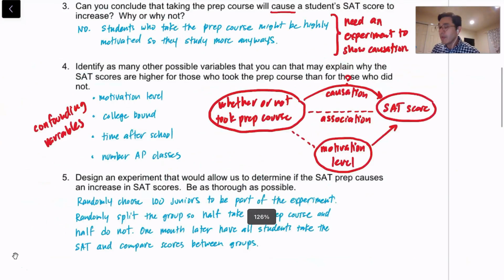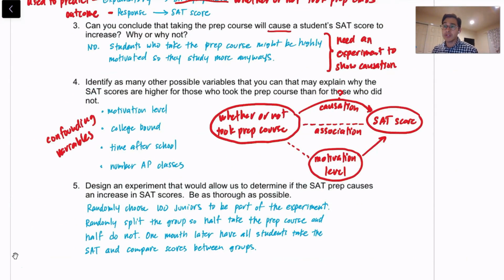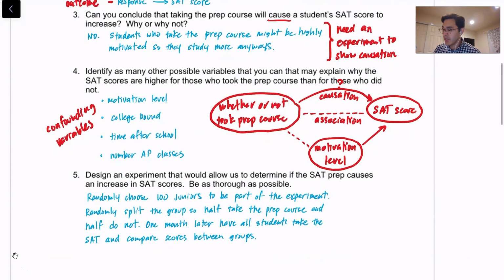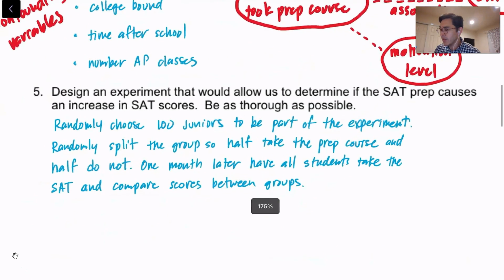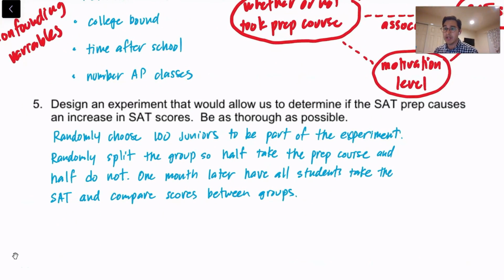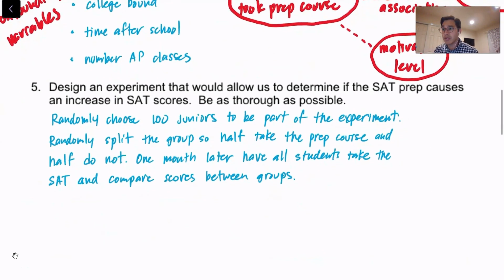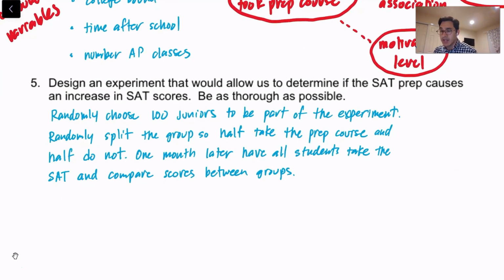All right, so we mentioned in question 3 that if we want to show causation and not just association, we've got to design some experiment. Here's an example of an experiment that a student described. Let's just randomly choose 100 students, 100 juniors at the school, and then we'll split them into 2 groups. One group is going to be assigned to take the prep course, and the other half will not. And that'll be the decision of the researcher.